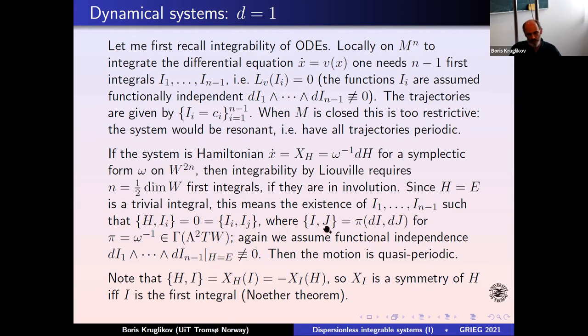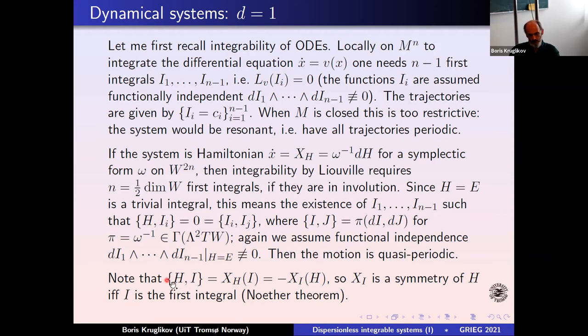Here the Poisson bracket can be defined through the Poisson structure pi. The omega is a skew-symmetric two-covector. If you take the inverse of it, it will be a skew-symmetric two-vector, called the Poisson bivector, and we can evaluate it on differentials of functions, which gives the Poisson bracket. Again, we assume functional independence, namely dI_1 wedge dI_2 and so forth, up to dI_{n-1}, also wedge dH, is not identically equal to zero. In this case, generally the trajectories are not periodic, but still the motion is quasi-periodic. It happens on tori, so it's still pretty well controllable.